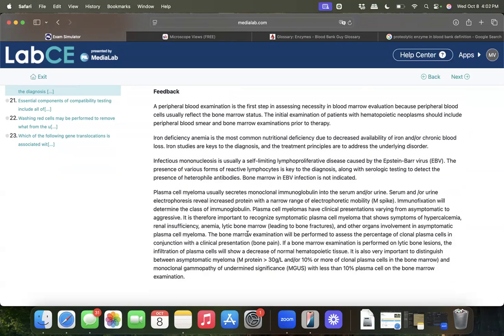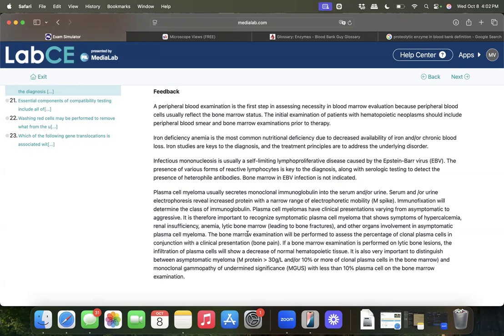Let's remember that, an M spike in plasma cell myeloma, multiple myeloma. Immunofixation will determine the class of immunoglobulin. Plasma cell myelomas have clinical presentations varying from asymptomatic to aggressive. It is therefore important to recognize symptomatic plasma cell myeloma that shows symptoms of hypercalcemia, renal insufficiency, anemia, lytic bone marrow, leading to bone fractures and other organ involvement in asymptomatic plasma cell.